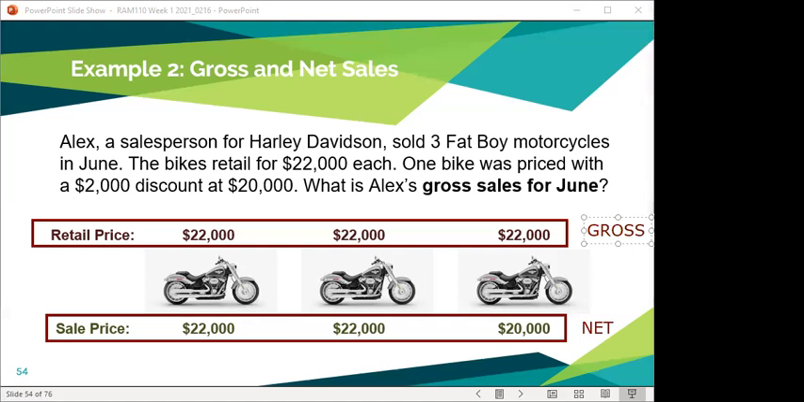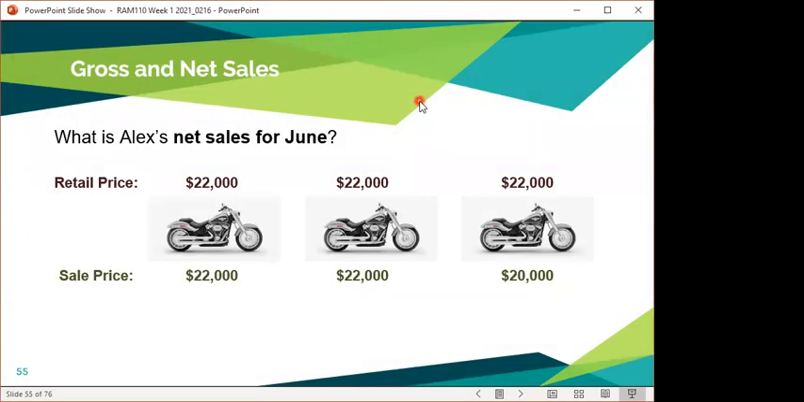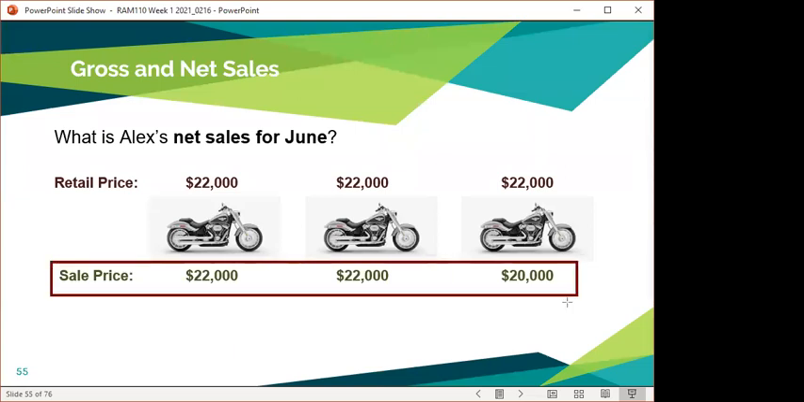And that's because of the discounts. So understand, the net sales is what he collected. The gross sales is what he wanted to collect. So again, this is just asking that question that we already answered. Net sales, right here, $64,000.